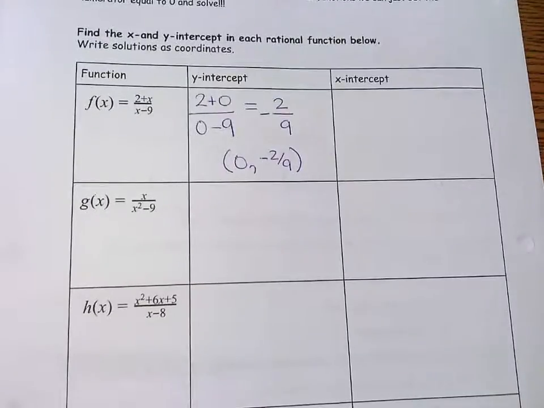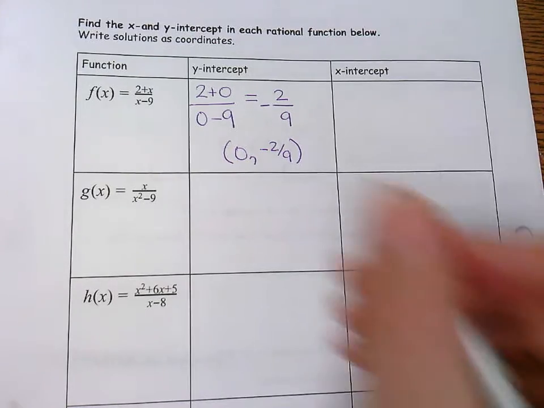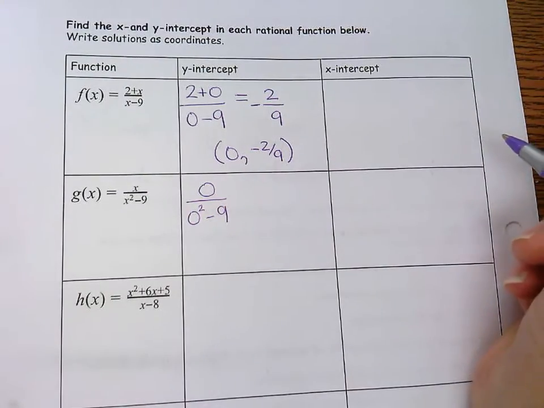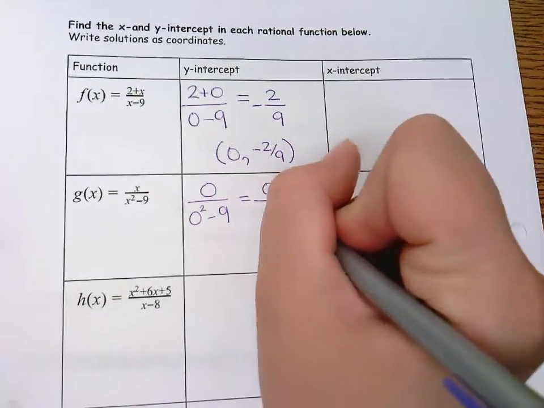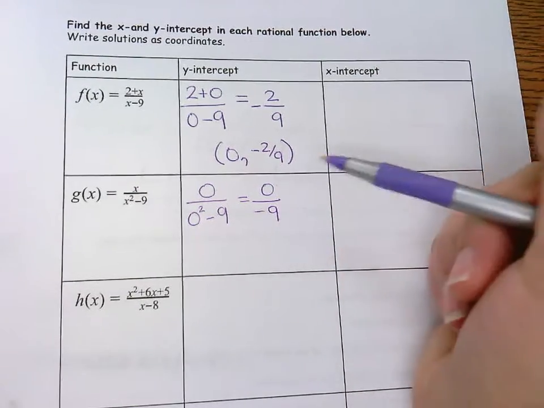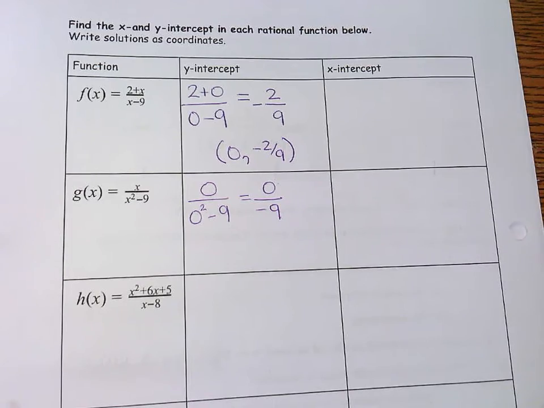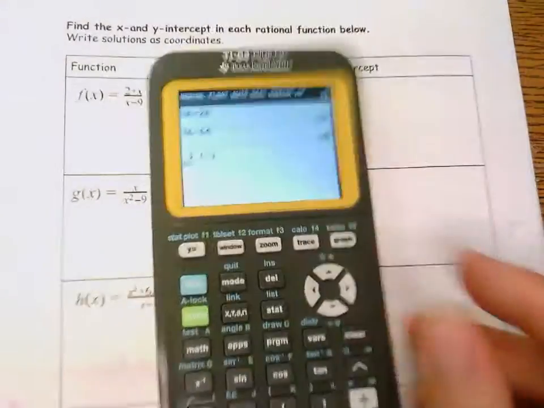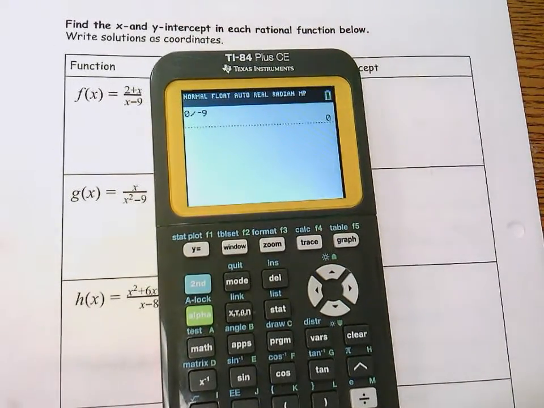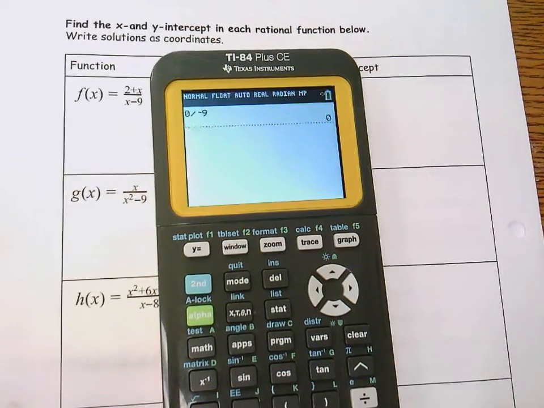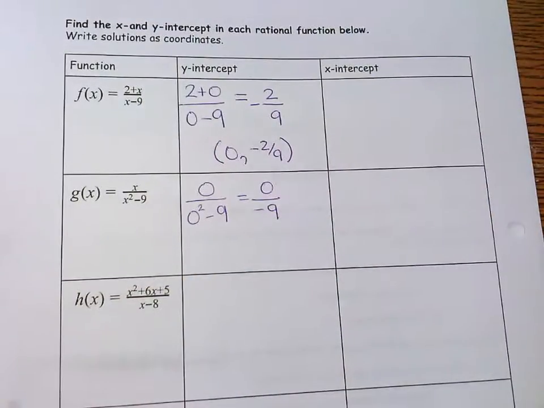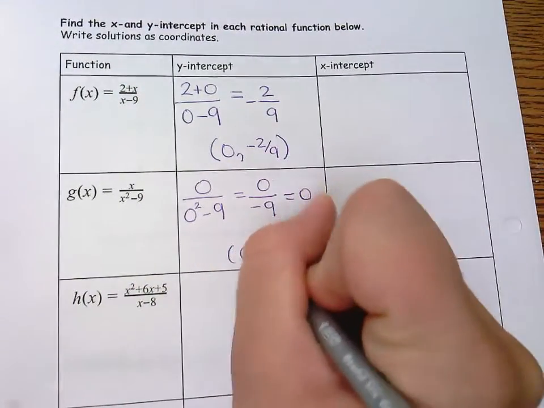All right, the next example, when I plug in 0 for x, I get 0 over 0 squared minus 9, which is 0 divided by negative 9. And 0 divided by any number is 0. If you ever forget that, you double check on your calculator. 0 divided by negative 9 is 0. If I had had the negative 9 in the numerator and I tried to divide by 0, I can't, right? We cannot divide by 0. But 0 divided by negative 9 is 0. So (0, 0) is my y-intercept.